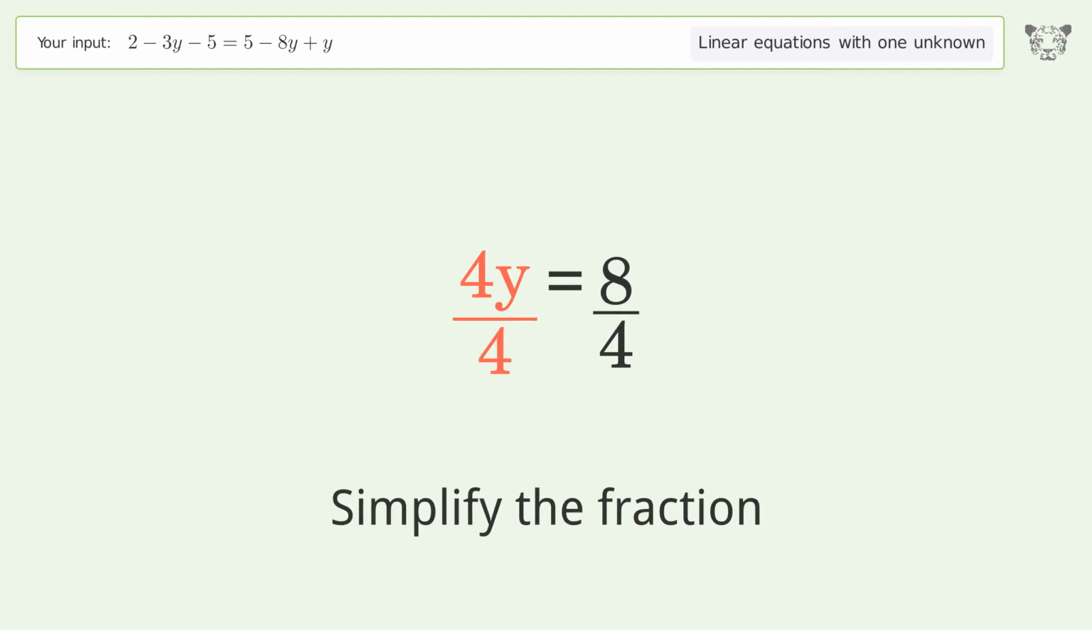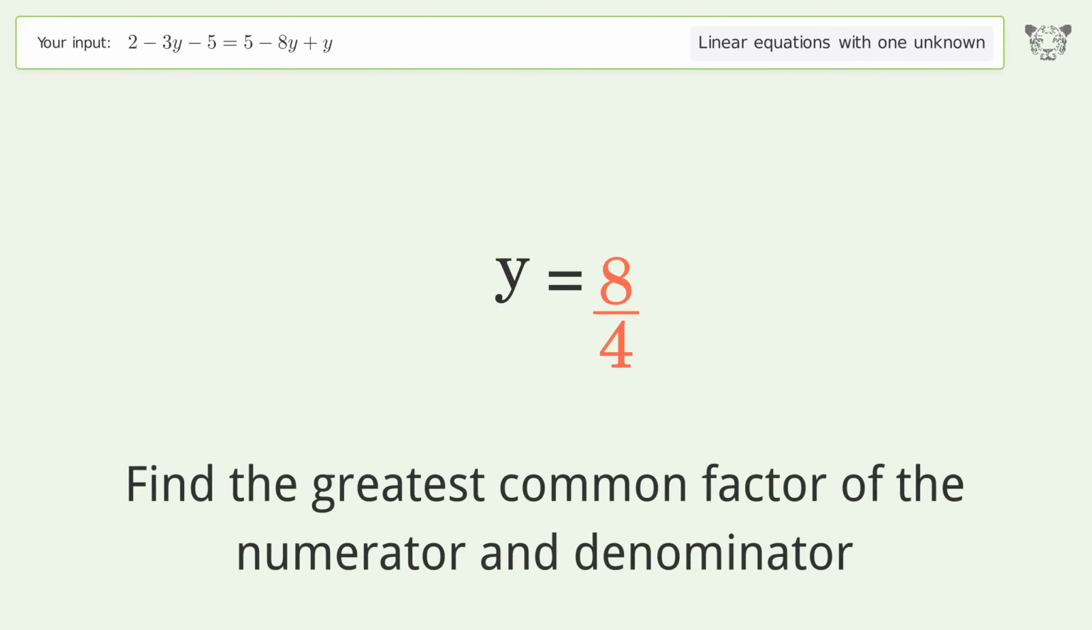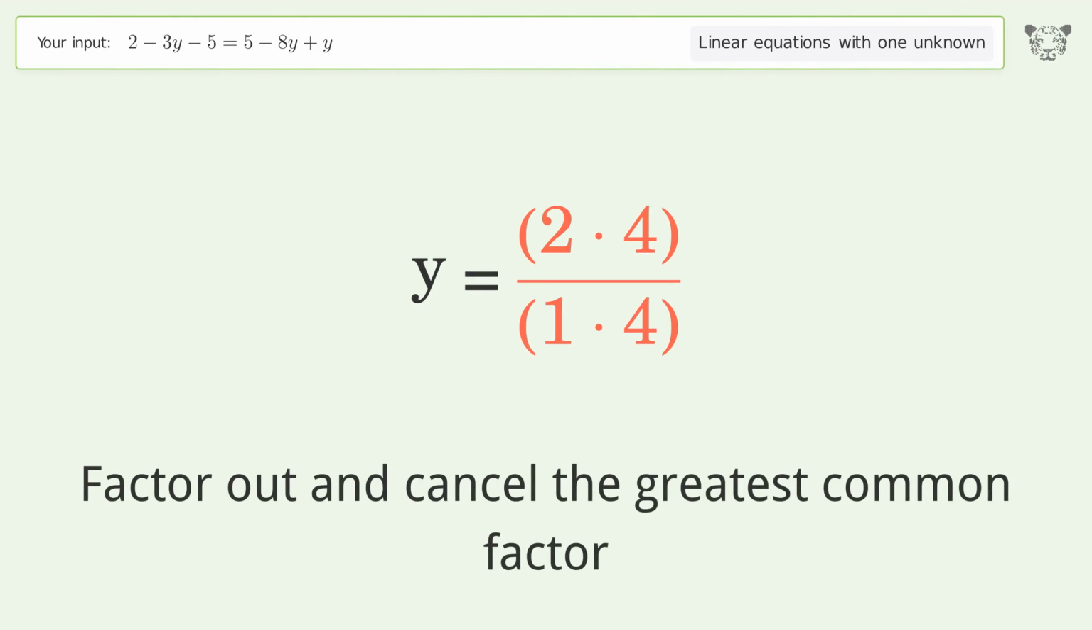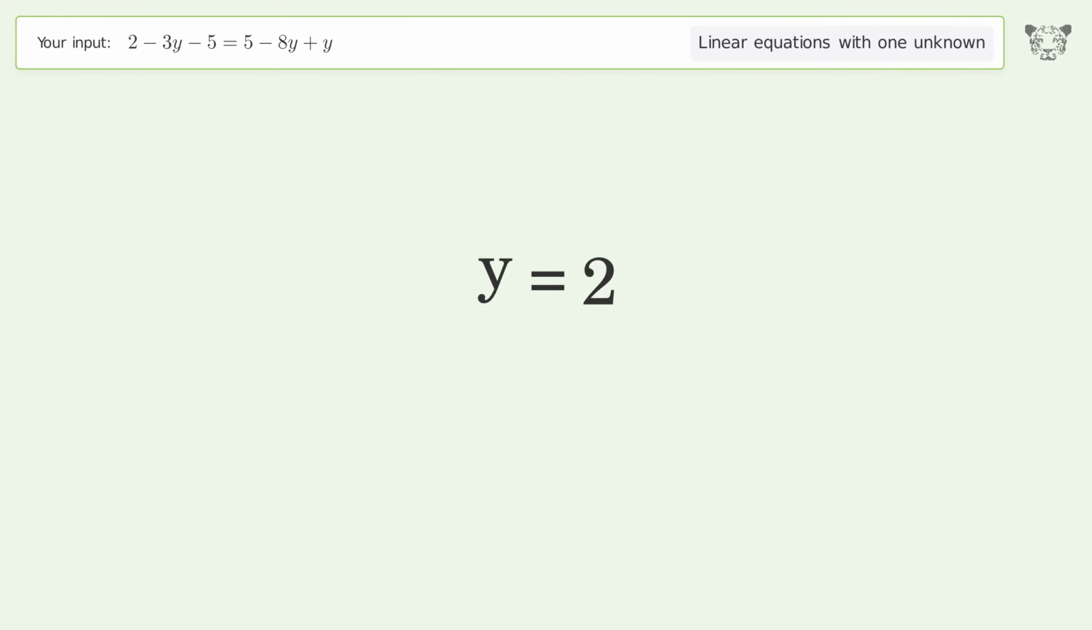Simplify the fraction. Find the greatest common factor of the numerator and denominator. Factor out and cancel the greatest common factor. And so the final result is y equals 2.